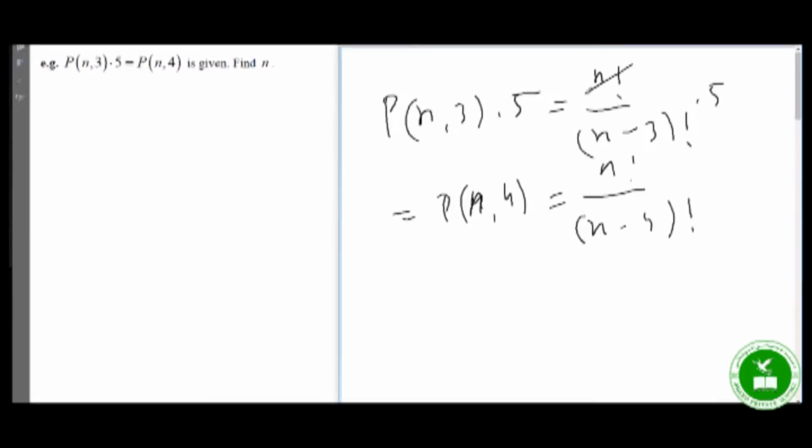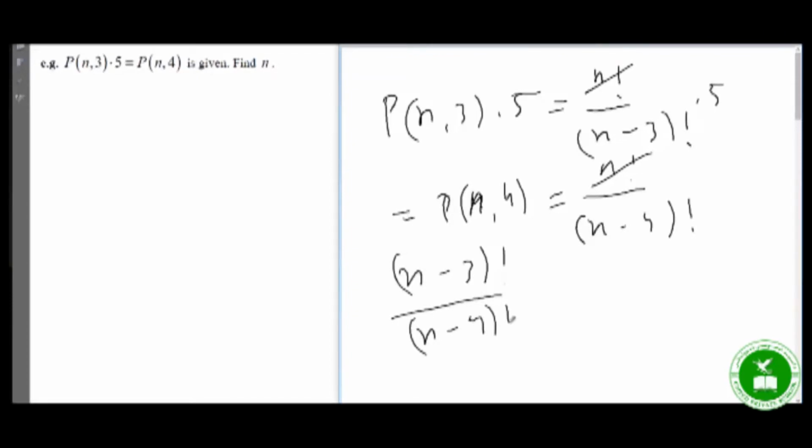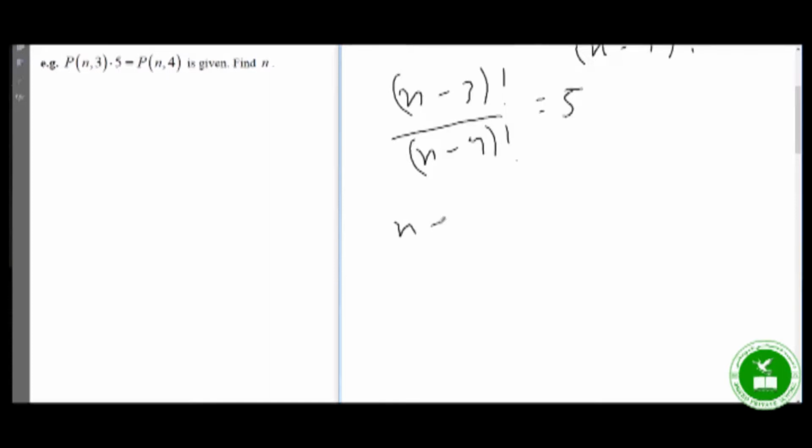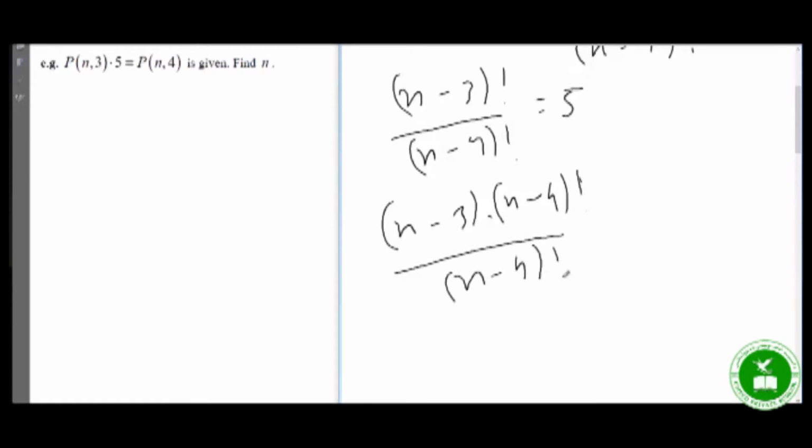We can simplify n factorial by dividing both sides by n factorial. If we multiply both sides by n minus 3 factorial, we get n minus 3 factorial over n minus 4 factorial equal to 5. n minus 3 factorial is n minus 3 times n minus 4 factorial, over n minus 4 factorial. The n minus 4 factorials cancel, and it is equal to 5. So n minus 3 is 5, so n is equal to 8.